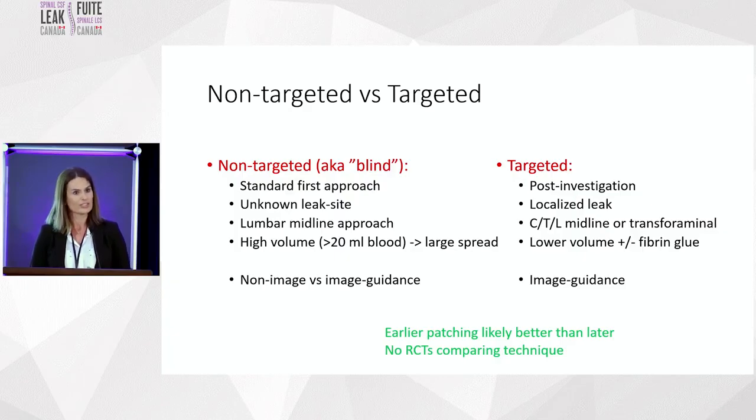The other option is a targeted blood patch, and usually it happens further down the road when the patient has had more investigations and we have a clear idea of where the leak is located. So we can do a targeted blood patch really at the level or just below the level of where the leak is located, and really target the blood to cover the leak in that area. That will allow us to inject lower volumes of blood, and sometimes we also add fibrin glue to it.